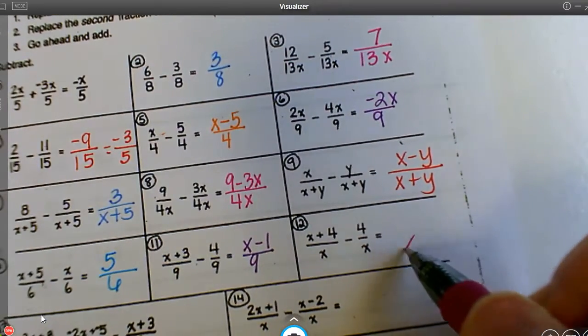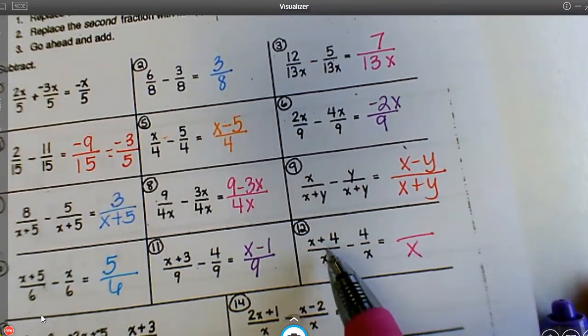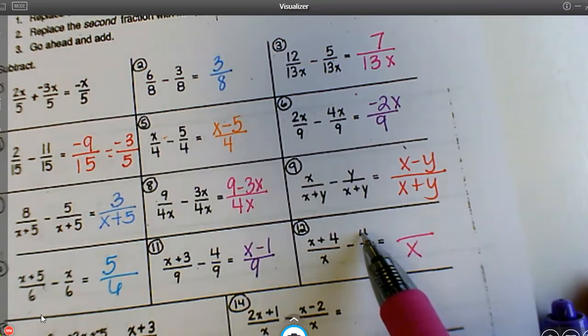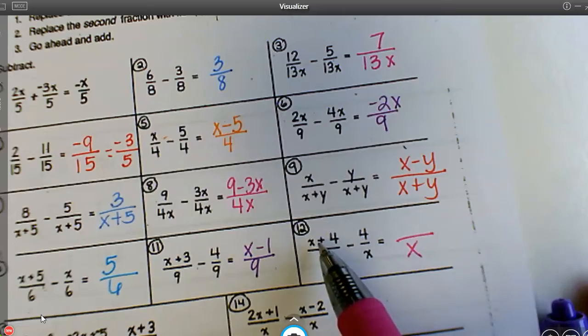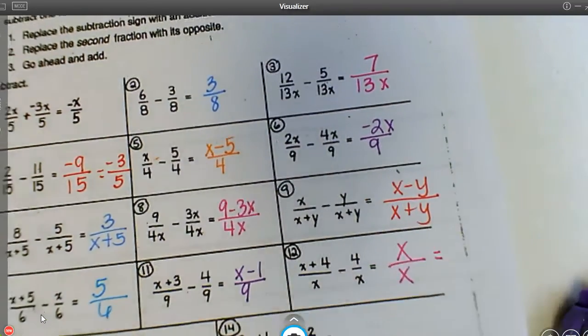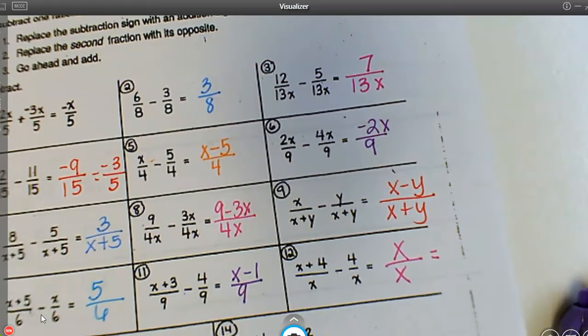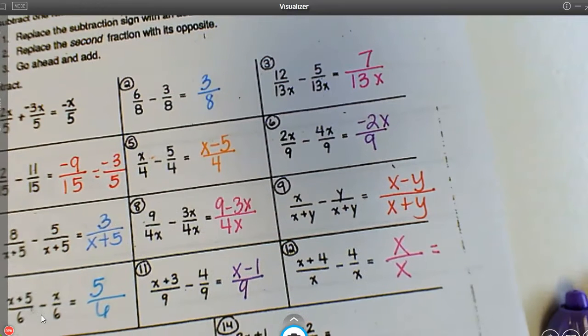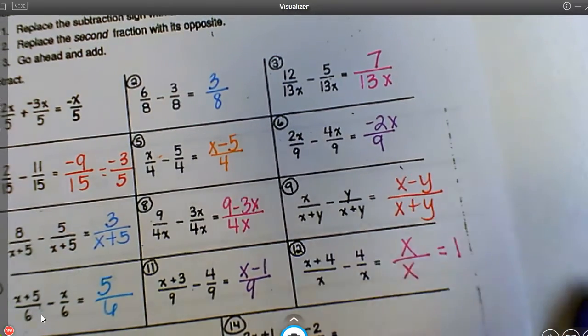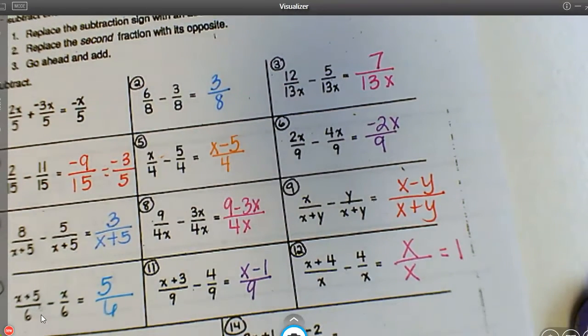Number 12, x is your denominator. Here we're going to take x plus 4 and subtract 4. So when I subtract 4, the 4's go away. All we're left with is that x. And this is a problem where, when you end up with something like x over x, you can get rid of everything because everything is the same. When everything goes away like that and you simplify, you get 1. So x over x equals 1.